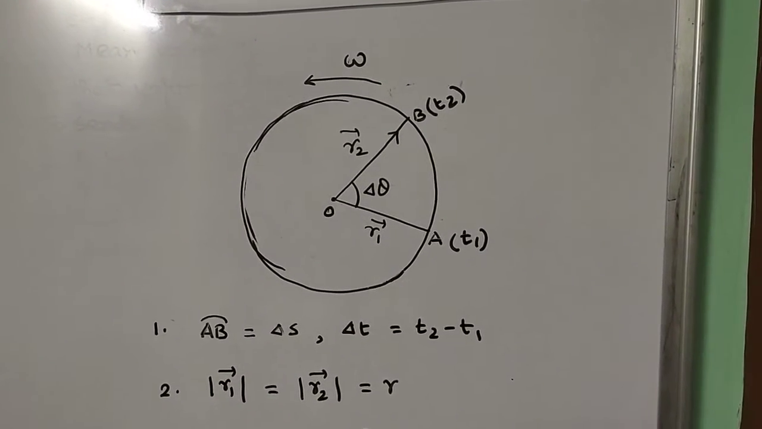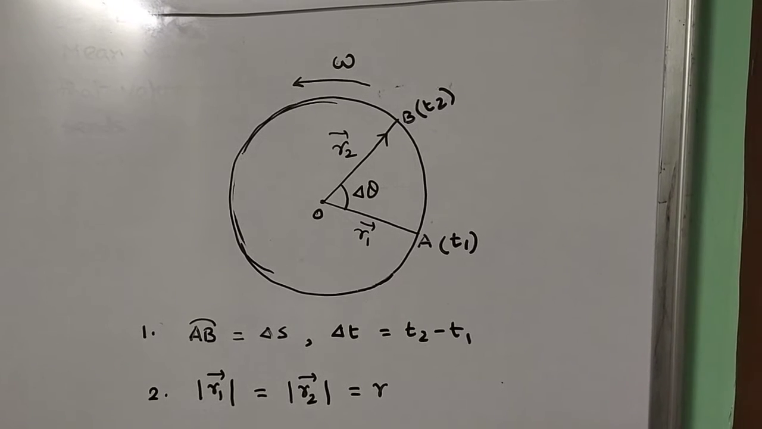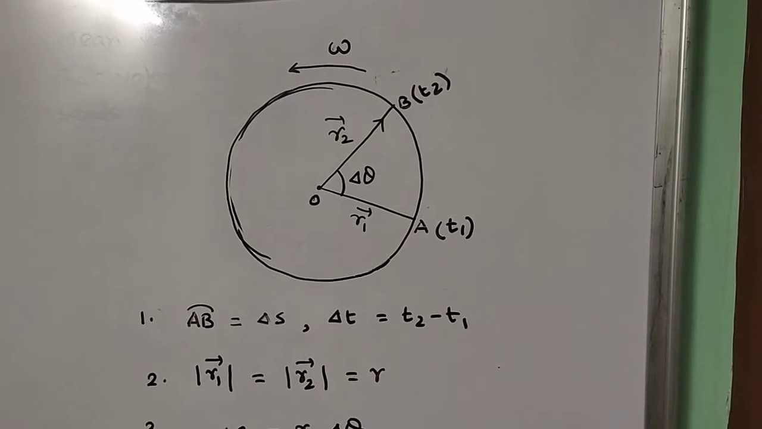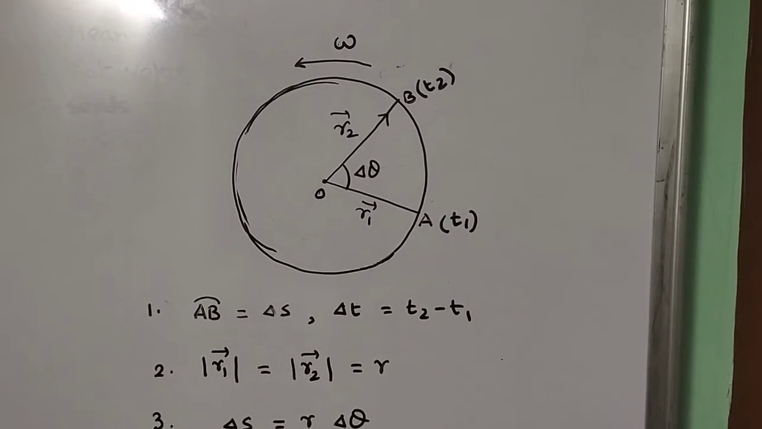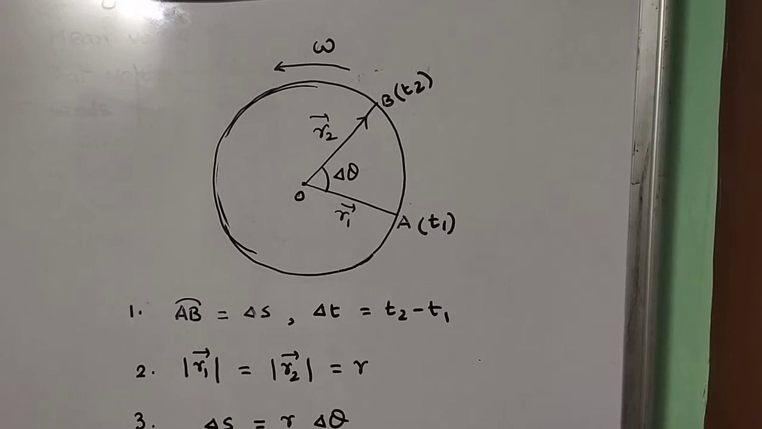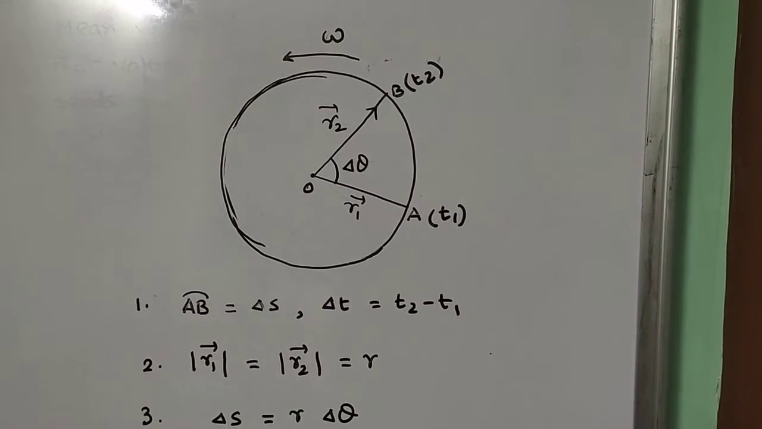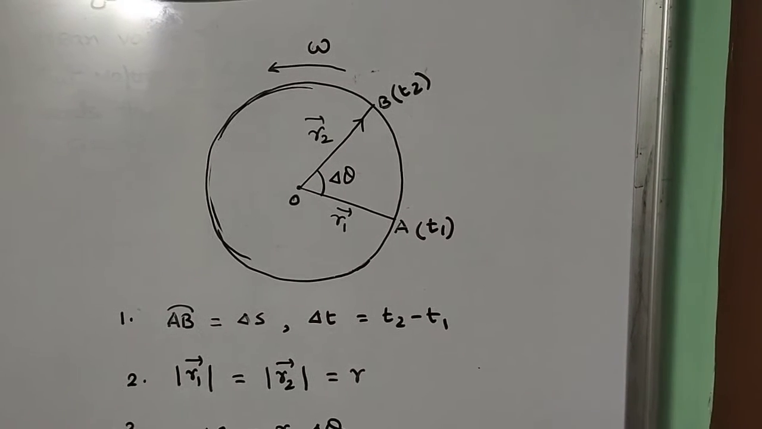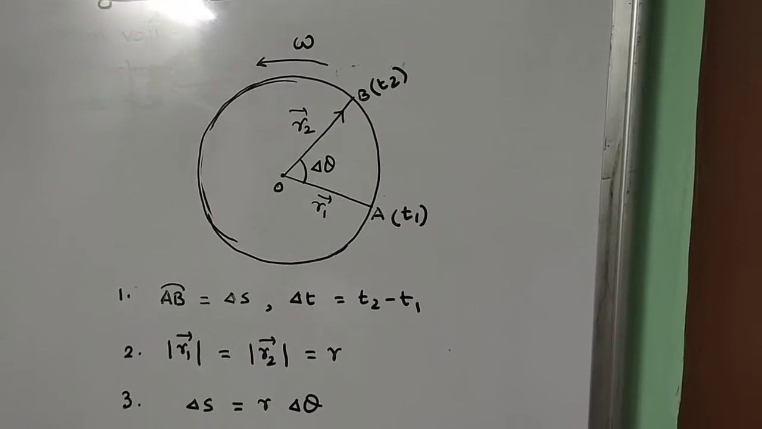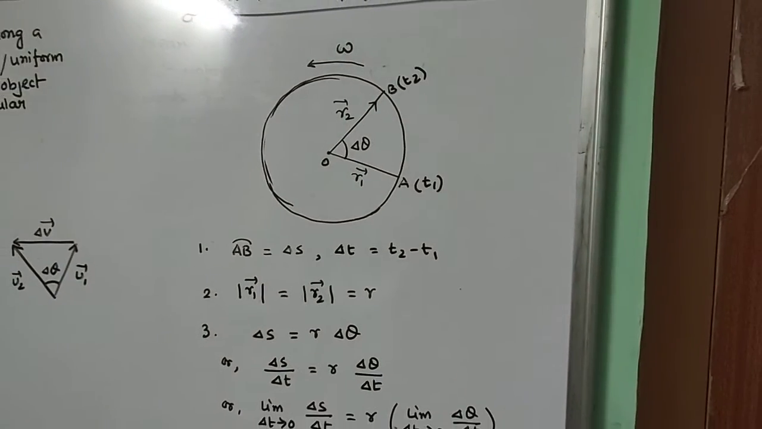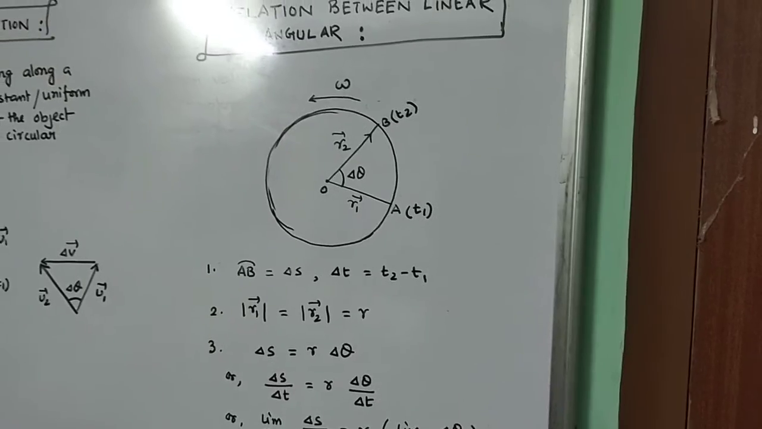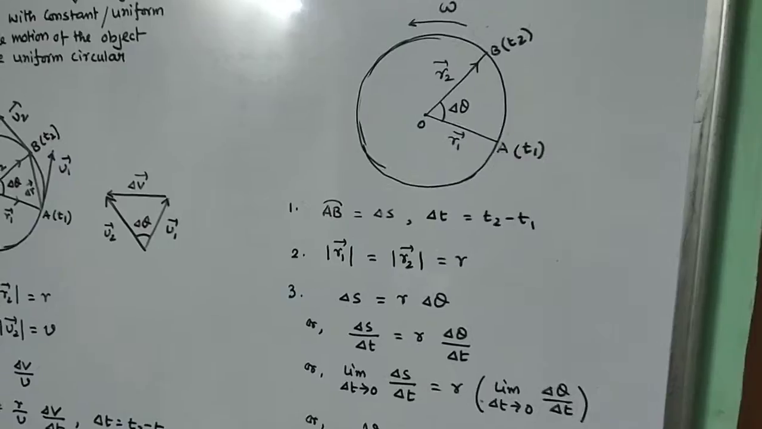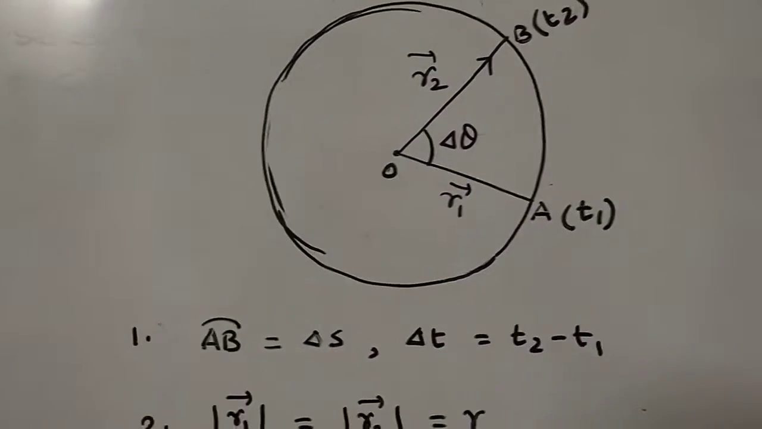Now number one, AB arc, we have considered delta S, and delta t is the time interval between t2 and t1. Now the object is moving in a circular path. It means it has a constant radius. But we have given r1 vector and r2 vector different symbols because they do have different directions. Okay, r1 vector is from O to A, and r2 vector is from O to B. So in the figure, you can give the arrow part if you want to give.